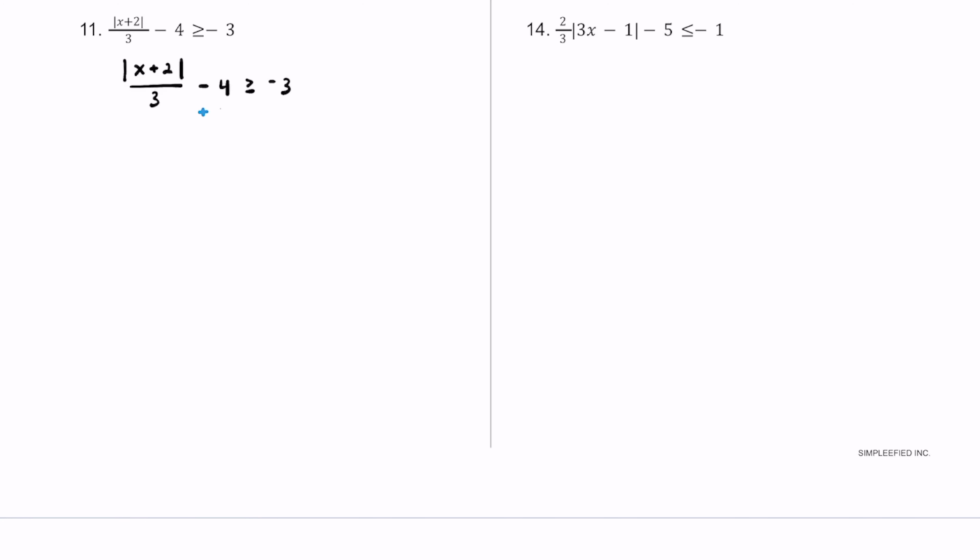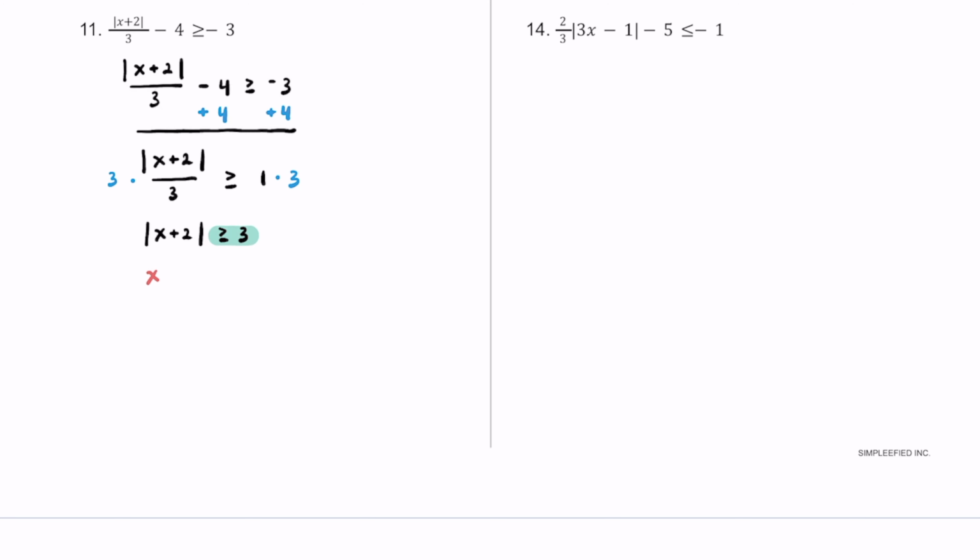To get rid of this -4 on the left side, let's add 4 to both sides of the inequality. If we do so, then they'll cancel out and we're going to get the absolute value of this x plus 2, that's going to be over 3, right? And that's going to be greater than or equal to +1. At this point, let's multiply both sides by 3. That'll help cancel out the 3's that we see on the left side. 3 over 3 is 1, so we're just going to get the absolute value of this x plus 2 greater than or equal to +3 on the right side. Now let's check this before we move on. Sure, there's plenty of values that are greater than or equal to 3 and they're positive, so we can go ahead and split this up into our two different inequalities now.